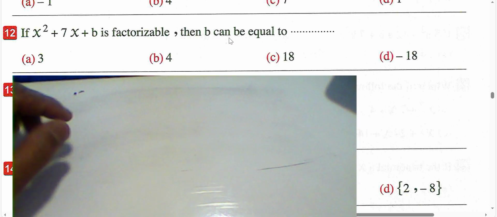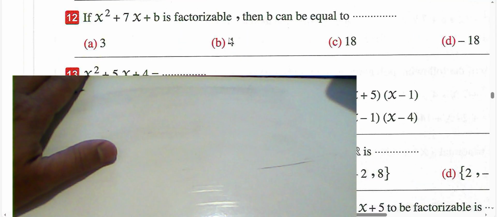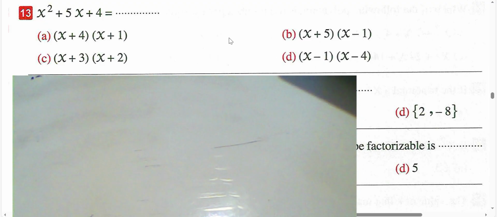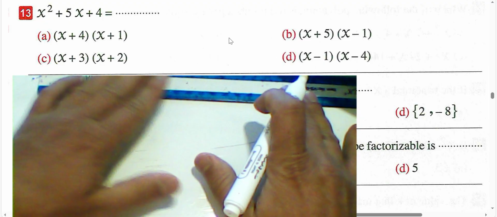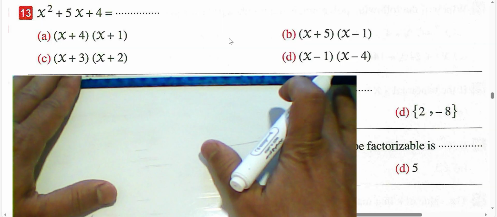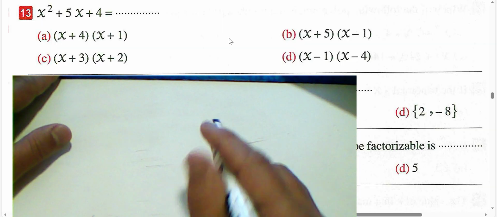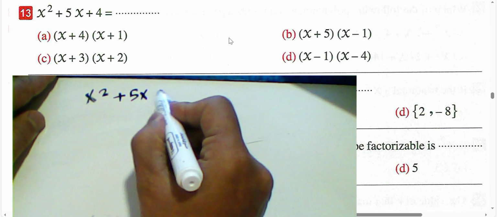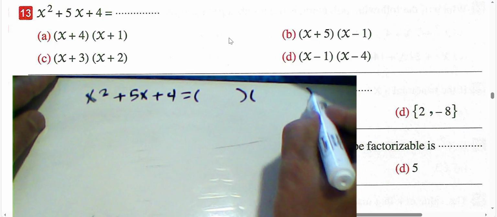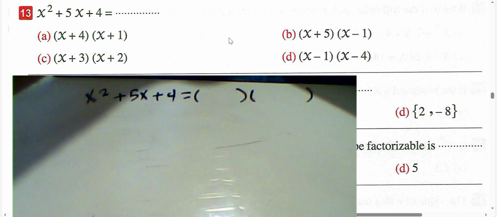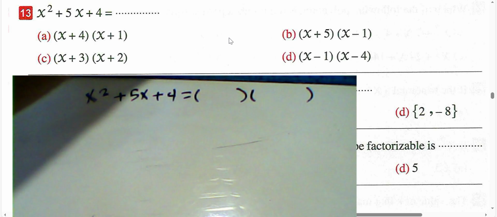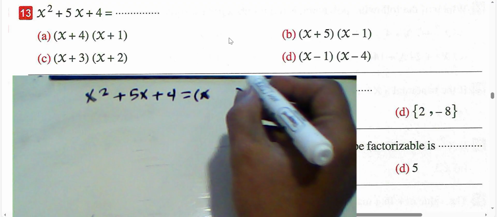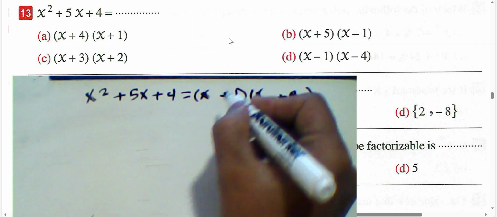Okay. Next question. Number 13. We have x power 2 plus 5x plus 4 equals what? We can factorize this expression. Open two brackets. x power 2 equals x multiplied by x, and we want to find two numbers whose product equals 4 and whose sum equals 5. 1 times 4, right? x times x, and 1 multiplied by 4, positive and positive.